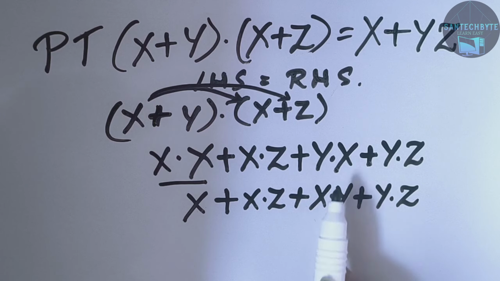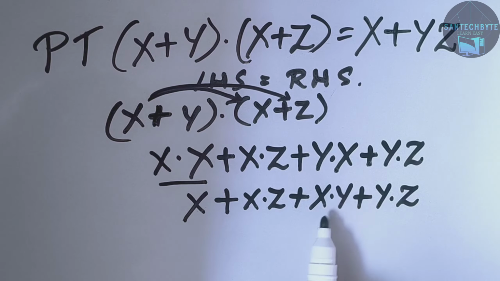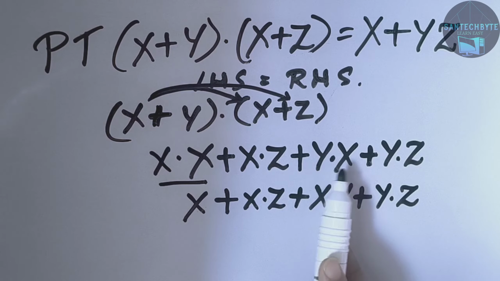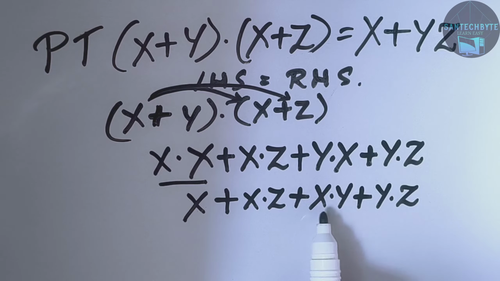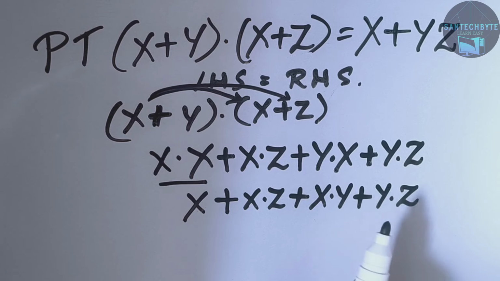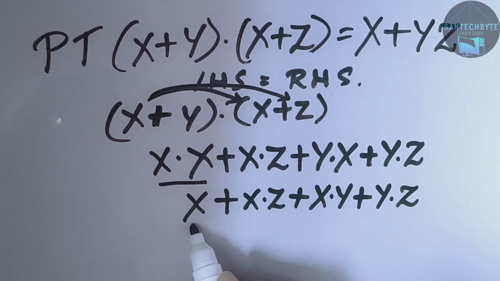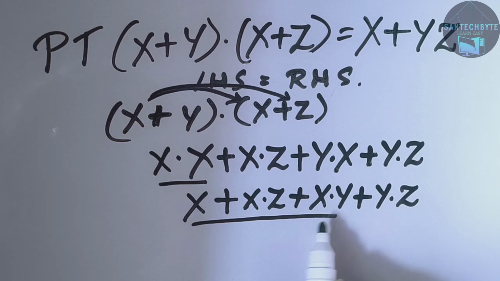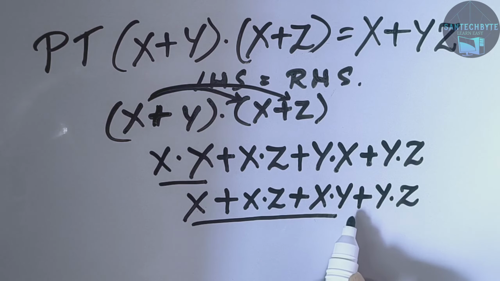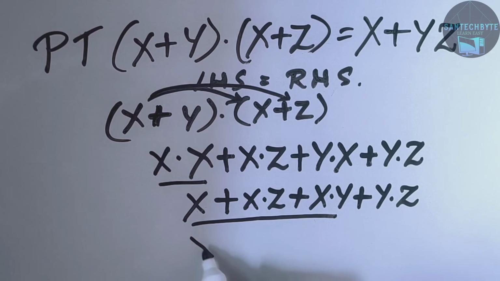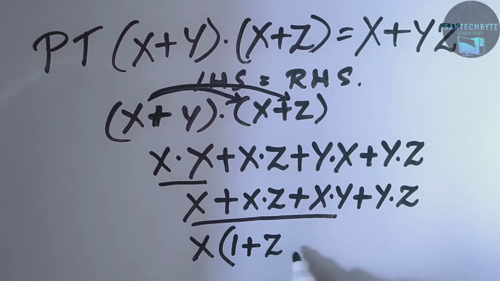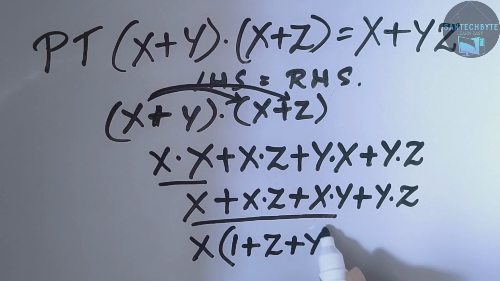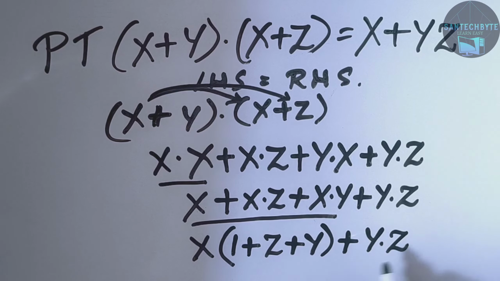Here I have written this in the order, that's it. So Y and X can also be written as X and Y. Now in these three terms you can observe X is common. So take X outside. This gives 1 or Z or Y, or Y and Z.